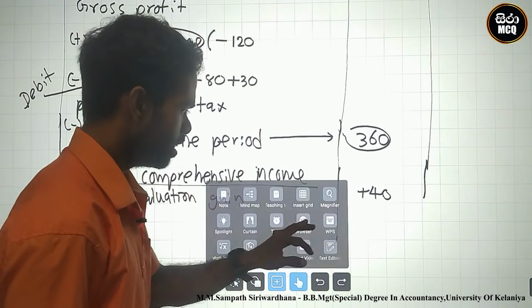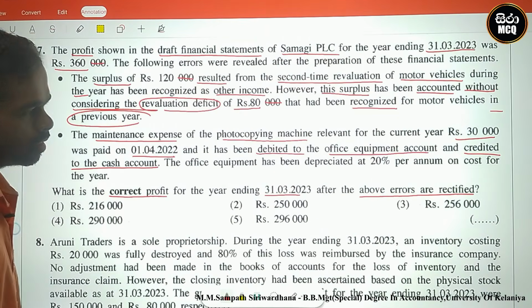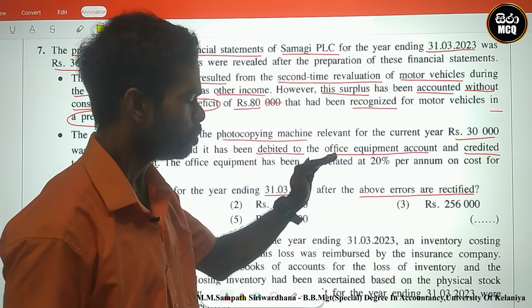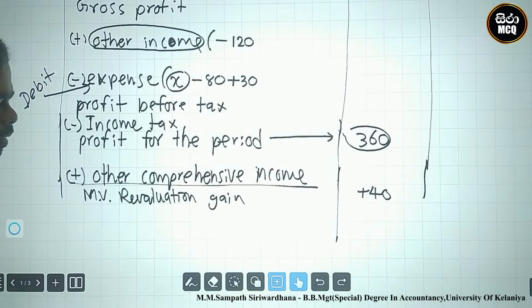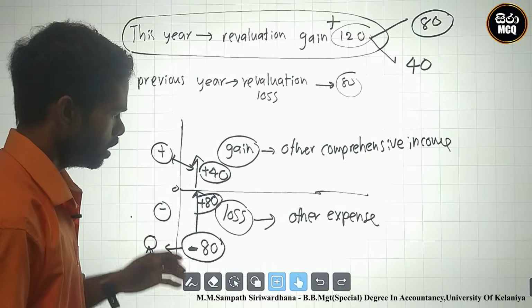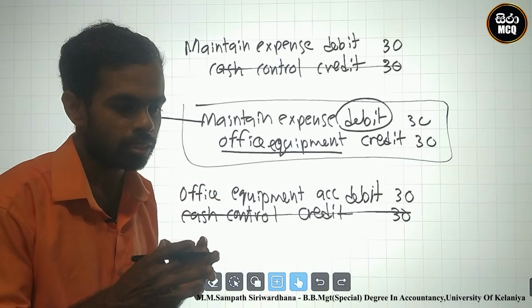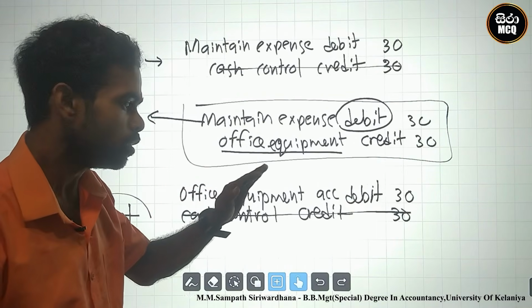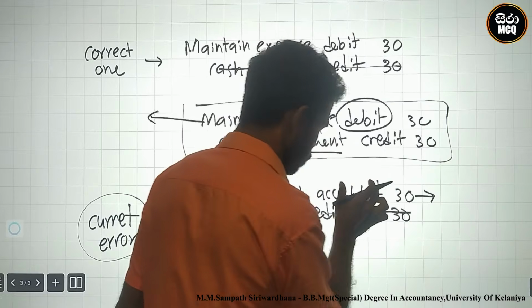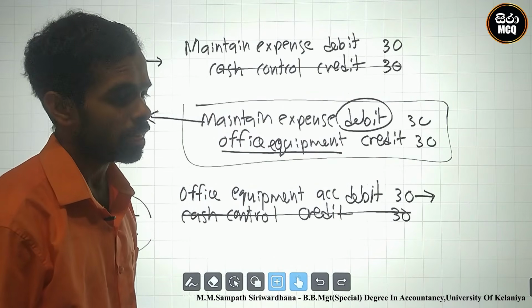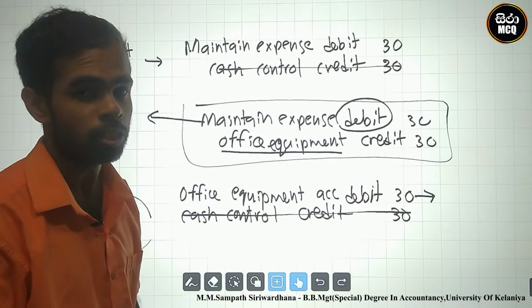After that, the question said there is a depreciation problem. Why? They said office equipment has been depreciated 20% per annum on cost for the current year. There is an error situation with the office equipment. In the error situation, office equipment was debited. At that point, there is an incorrect office equipment. Based on that, the accountant would already have depreciated this office equipment 20%.